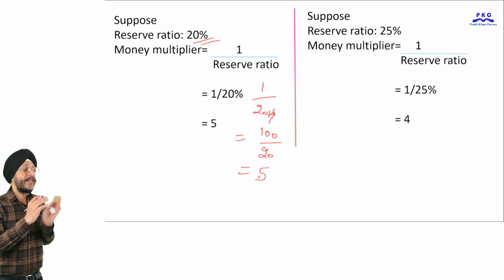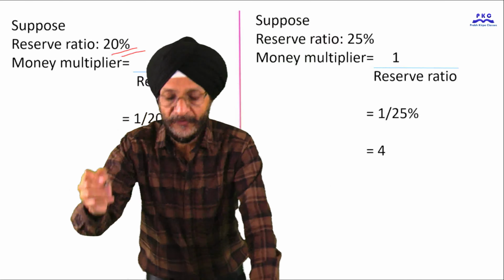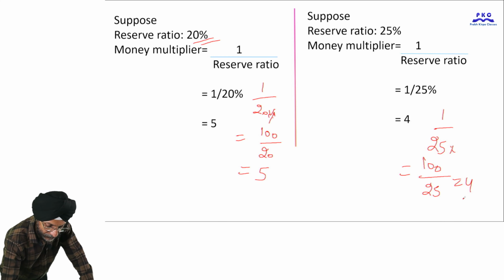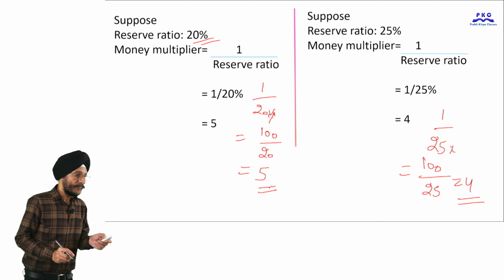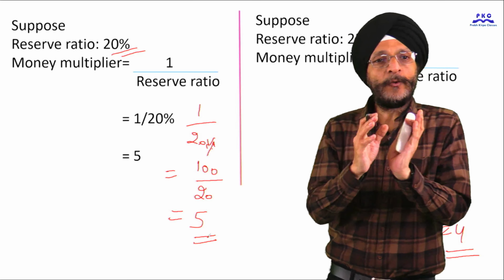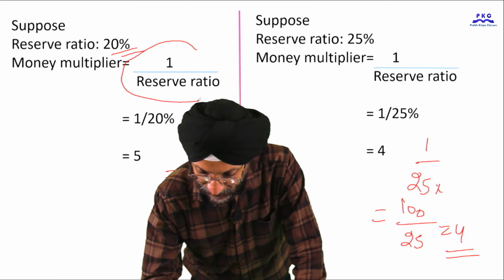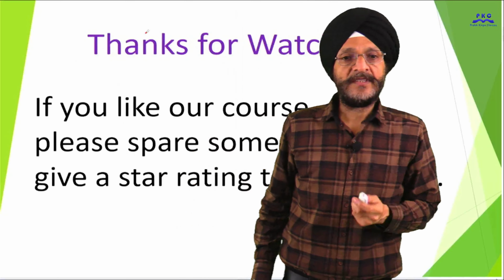In the same way, if the reserve ratio is increased from 20 to 25, in that case it becomes 1 over 25%, or in other words 100 over 25, and the money multiplier comes to 4. In this way we can calculate the money multiplier by this formula, 1 over the reserve ratio, which is set by the central bank.